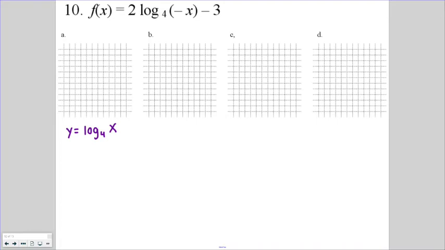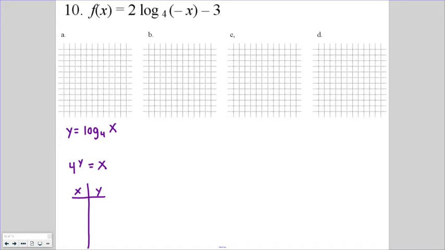But I don't actually think that this is helpful when we are graphing this by hand in this form. So what I'm going to do is I'm going to switch this over to exponential form. And exponential form tells us this: 4 to the power of y is equal to x. And so all I have to do is make a t-table of values, and I'll just plug in these points to plot my points for the parent function.